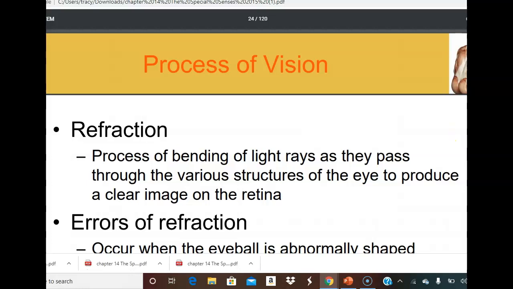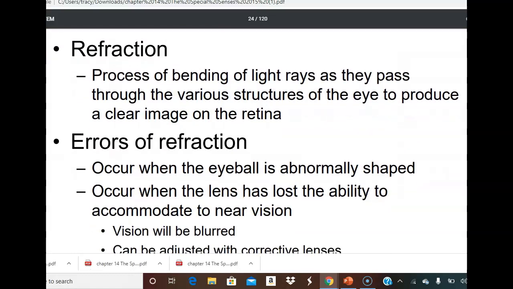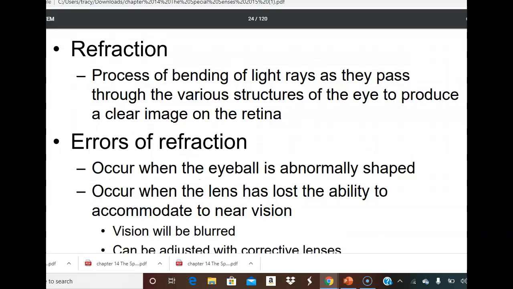So we talked about accommodation as far as focusing with the lens. There's also a word called refraction. Refraction is also the process of bending light rays as they pass through the eye. But it's important that things refract appropriately in order to focus a clear image on the retina. This is where we get refraction errors when we look at people that are farsighted or nearsighted, or astigmatism. Astigmatism actually refers more to the cornea, but there are different things that cause refractive errors.